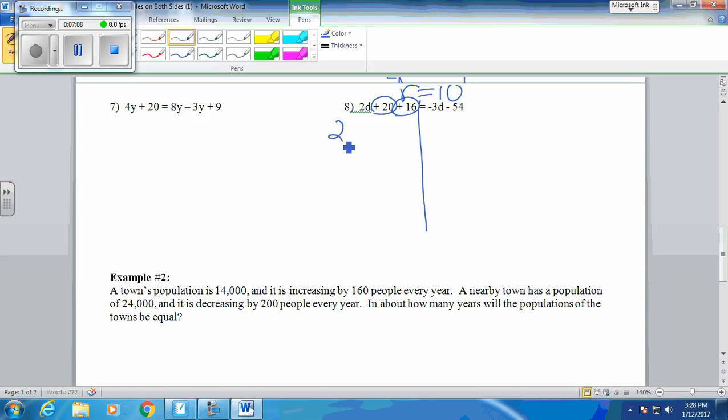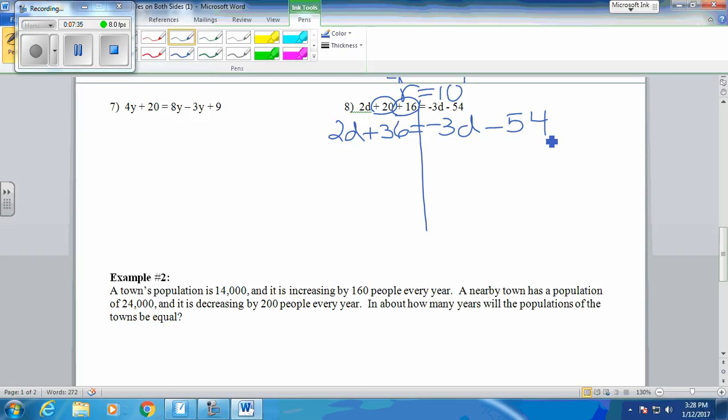So I'm not doing anything with that 2d, and I'm now going to do 20 plus 16 because they're together on one side of the equation. You perform the exact operation that's between them. So 20 plus 16 is going to give me 36. Then I bring down the negative 3d minus 54. And again, this one I have 2d plus 36 equals negative 3d minus 54.